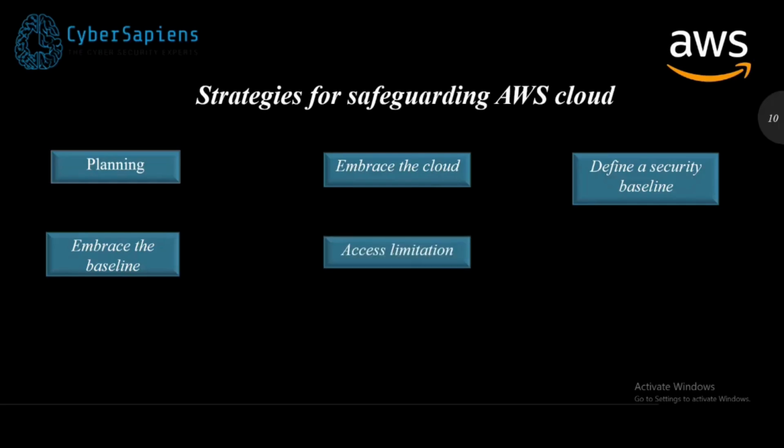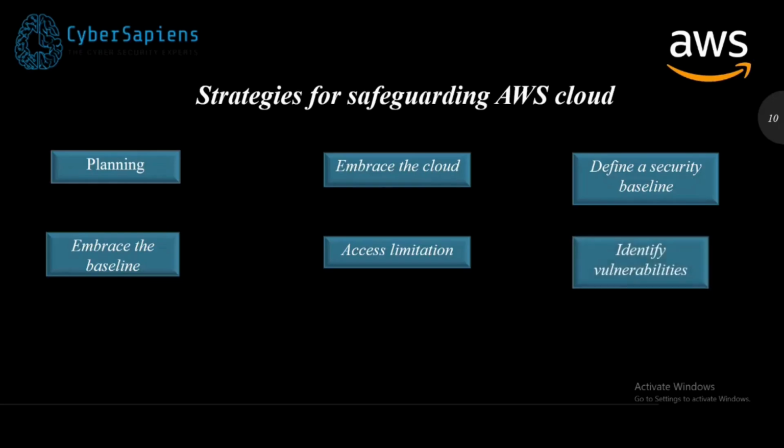Next, let's discuss access limitations. Apply the principle of least privilege using IAM roles rather than long-lived credentials. Enforce MFA, multi-factor authentication, and rotate keys regularly. Structure your environment using AWS Organizations to separate accounts by function or sensitivity.